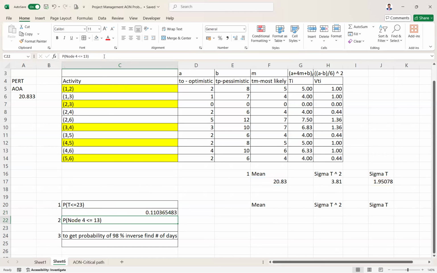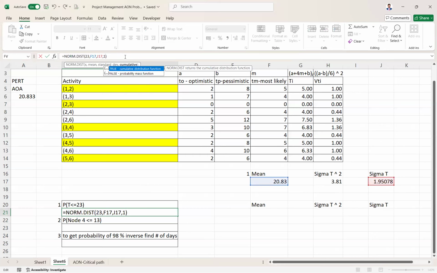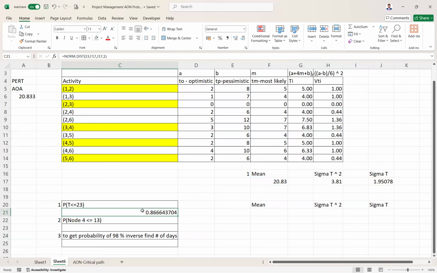Cumulative, let's leave it. Yes, just keep the cumulative to be 1. Why do you keep it as 1? 1 means true, the cumulative distribution function. So you got the probability to be 86%, convert into percentage, 86.7%. So this is the probability of finishing the entire project within 23 days. Even though the critical length is close to 21, it is not necessary that the project is finished, so you might still incur penalties.